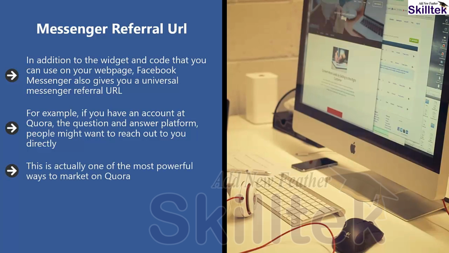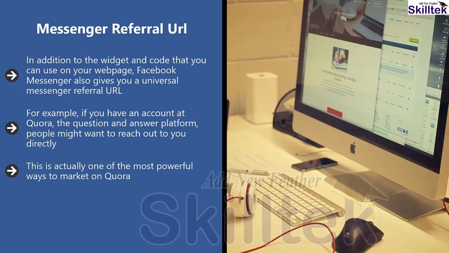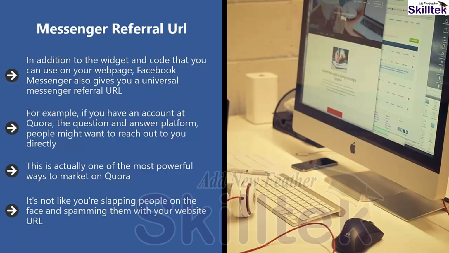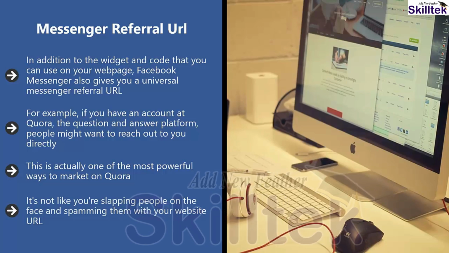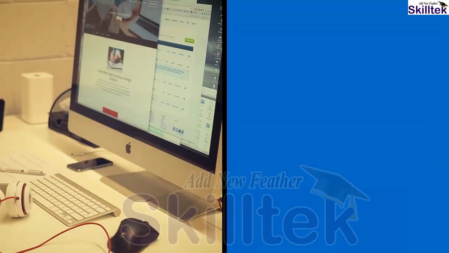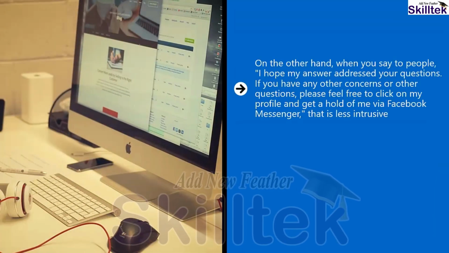This is actually one of the most powerful ways to market on Quora. You're doing it in a non-intrusive way. It's not like you're slapping people on the face and spamming them with your website URL. If you keep doing that, you probably will get banned. On the other hand, when you say to people, I hope my answer addressed your questions.